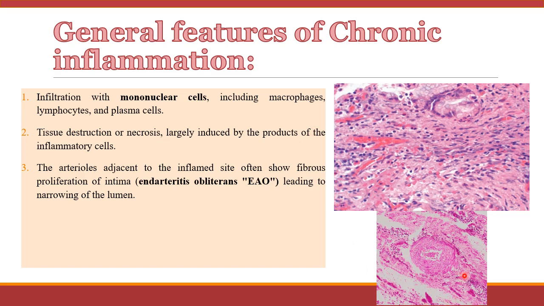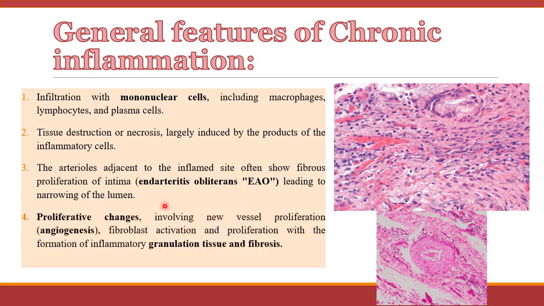So let's look at this vessel. If this is an arteriole, we will see that the vessel wall is so much enlarged because of the laying down of fibrous tissue in the intima, and the lumen is becoming narrow. This change is called endarteritis obliterans. So it's like obliteration of the arterioles. Obliteration means occlusion, or closure, or narrowing. Okay, so this is one of the features that happen with chronic inflammation.